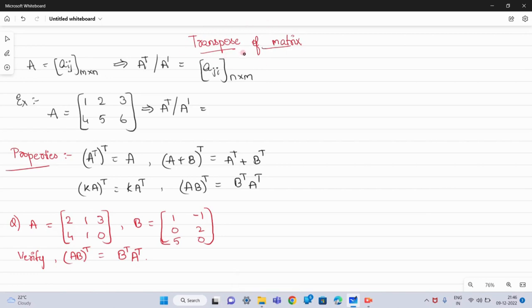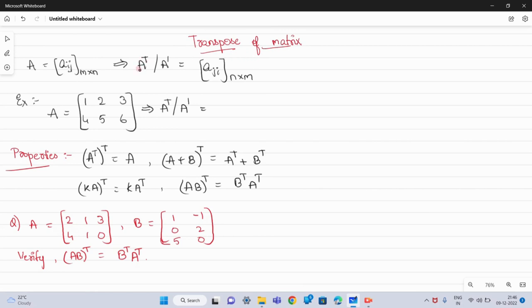Transpose of a matrix. A is a matrix of order m cross n, and the entries of the matrix are denoted by small a_ij. i denotes the row number and j denotes the column number. Now, how is the transpose of a matrix denoted?